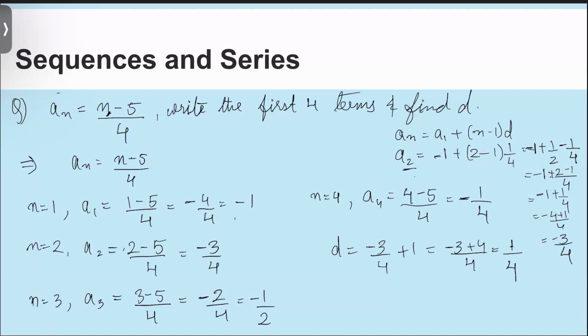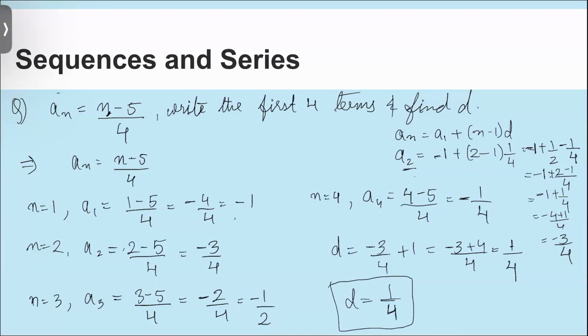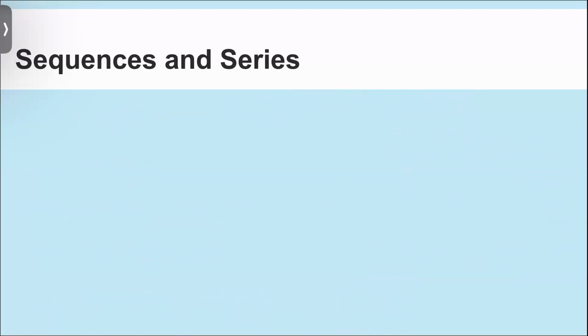Okay, so your d is very important. With the d, you can find any of the terms, not just the fourth term as it is asked here. So suppose you have to find the 10th term of this. When we are saying that an is equal to n minus 5 by 4, we got d as 1 by 4.